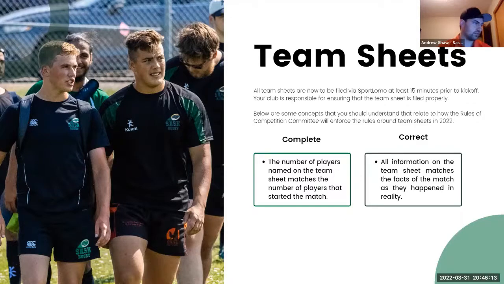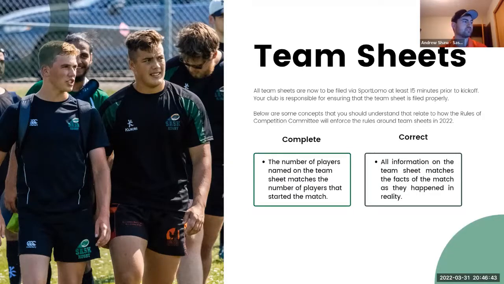I want to take this opportunity to introduce two concepts that will help you understand how the Rules of Competition Committee will apply the team sheet rules in the 2022 season. First concept is completeness. A team sheet is considered complete when the number of players named on the team sheet matches the number of players present at the start of the match. So if you have 18 players present at the start of the match and your team sheet has 18 players named, it is complete. The second concept is correctness.